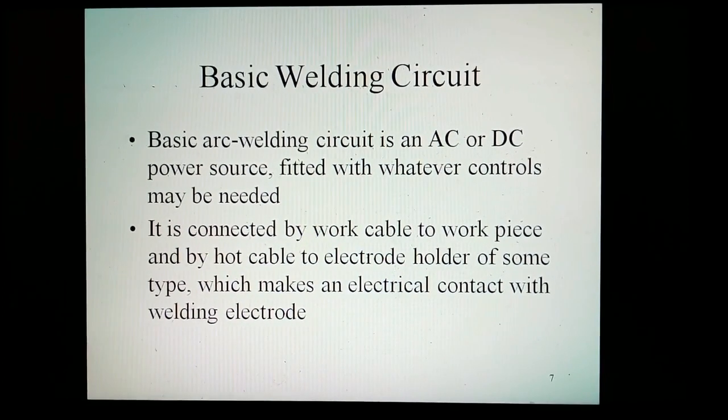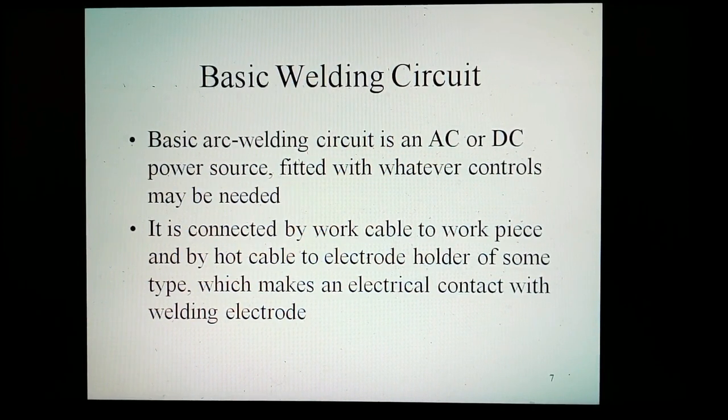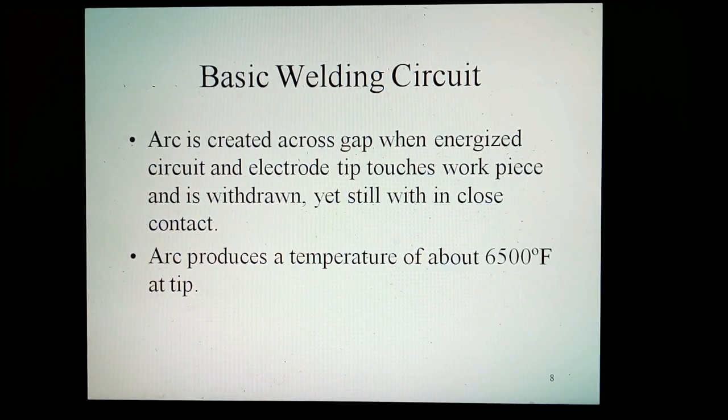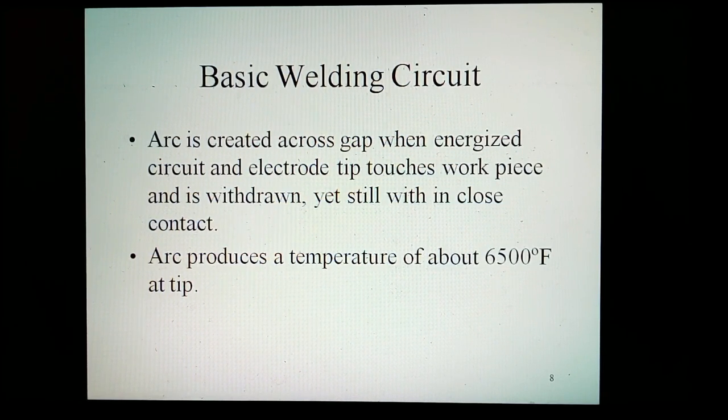Basic welding circuit. The basic arc welding circuit is an AC or DC power source, fitted with whatever controls may be needed, connected by a work cable to the workpiece and by a hot cable to an electrode holder of some type, which makes an electrical contact with the welding electrode. An arc is created across the gap when the energized circuit and the electrode tip touch the workpiece and is withdrawn, yet still within close contact.